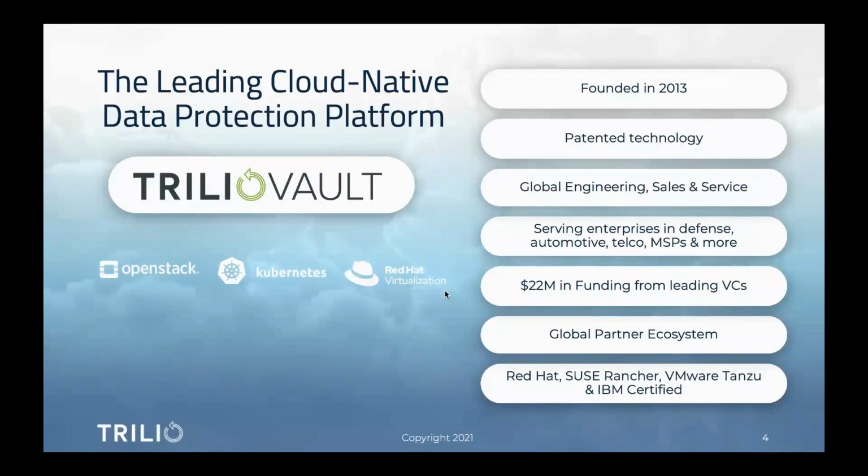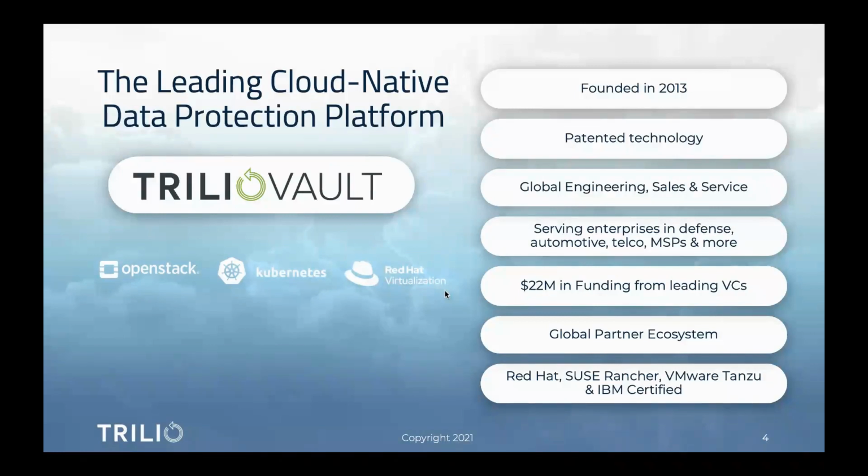Before we get into the solution itself of Trilio and what we do, just a little bit of background about Trilio Vault. We were founded in 2013, so you can have confidence that we are not a completely new backup and recovery solution. We've been around for some time. We've had a lot of business in other product areas outside of Kubernetes, which would be OpenStack and Red Hat virtualization. And so here you can trust that we have experience and we really know what we're doing in this space. We have a patented technology. We have a global engineering, sales, and services team all around the world, in Germany and in EMEA and South America, all over the place, and of course, North America as well.